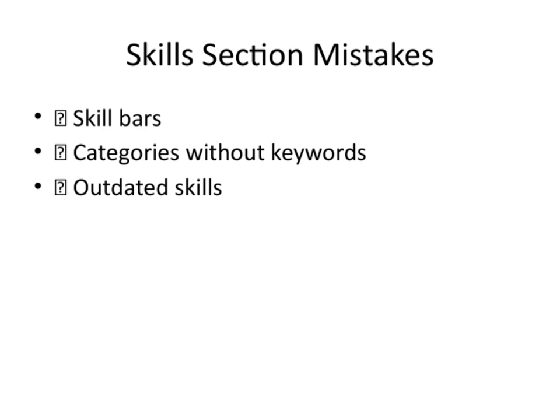Next, categories without keywords. When you group skills into broad categories without specific keywords, it can make it difficult for recruiters or applicant tracking systems to understand what you truly excel at. Be precise and targeted in your descriptions. Then, outdated skills. Technology evolves rapidly, and listing skills that are no longer relevant can hurt your credibility. Make sure your skills reflect current industry standards and tools.